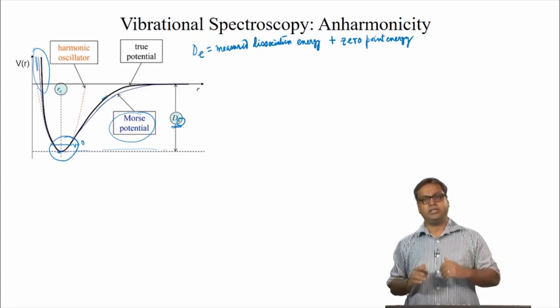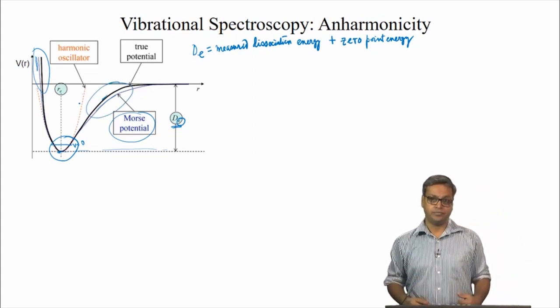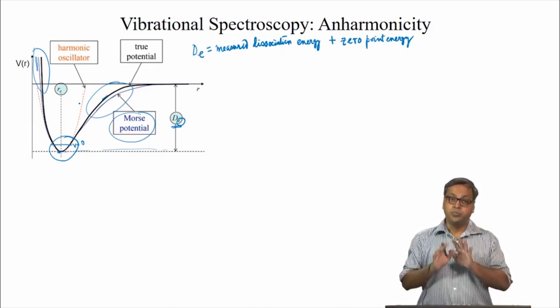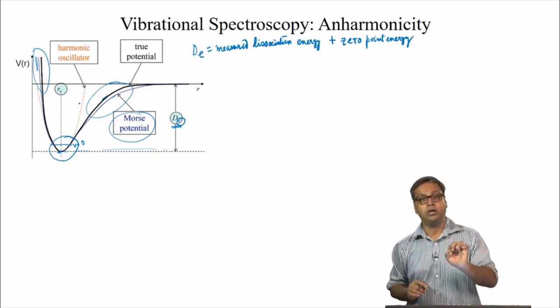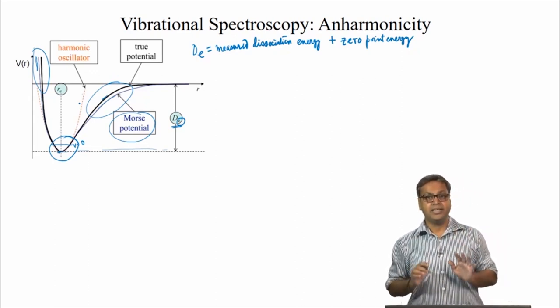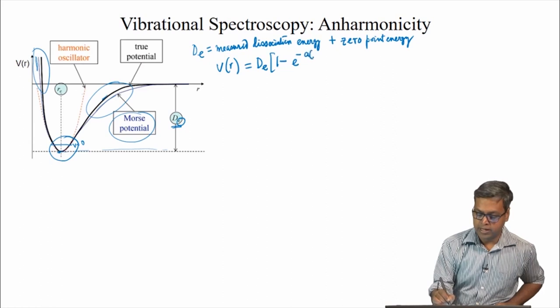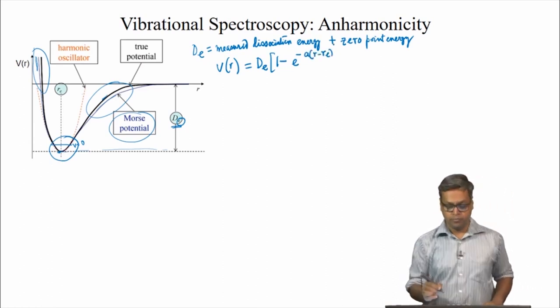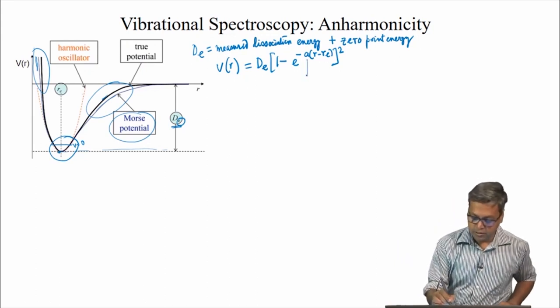Moreover, there is a slight mismatch, as seen from this figure, at larger internuclear separation. In other words, the Morse potential is purely an empirical expression that fits the curve corresponding to the true potential to a good approximation. The expression for the Morse potential is given by V(R) equals dE times (1 minus e to the power minus a(R minus R equilibrium)) whole squared. So, here a is a constant.